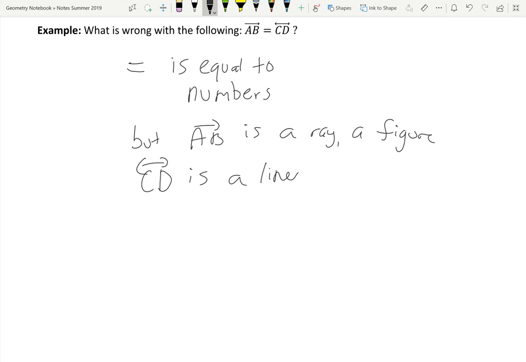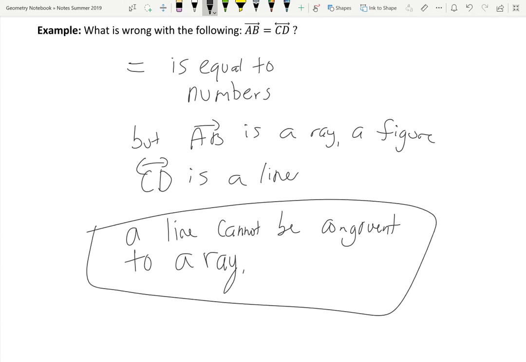Well, no, we should be calling them congruent because they're figures, but even if we said congruent, a ray cannot be the same size as a line because a line is infinite in both directions and a ray is infinite in one direction. So a line cannot be congruent to a ray. That is a fact. So a line cannot be congruent to a ray. And the equal sign refers to numbers, whereas the congruent symbol refers to figures, which is what you would want in this case.